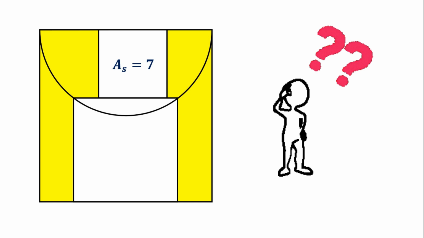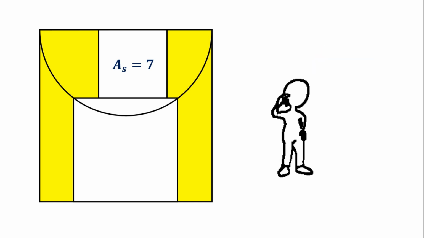Today's problem might look complicated, but it has a really interesting solution. So, what's the problem? We have a large square with a middle square and a small square inside it. A semicircle is drawn with its diameter along one side of the large square, and it passes through the corners of the middle square. The area of the small square is 7. So, what is the area of the shaded region?